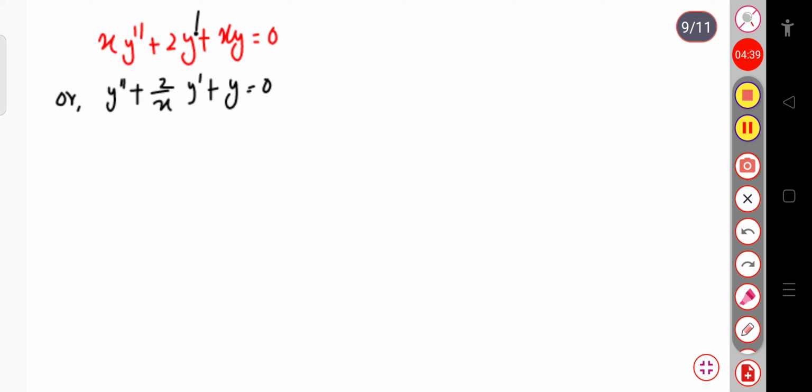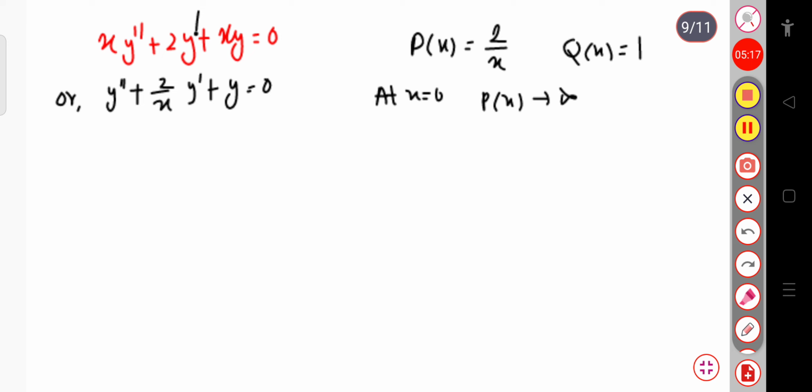And here you can see this 2 by x term is your p of x. So I can write the value of p of x equal to 2 by x and the value of q of x equal to 1, because the coefficient of y is 1. Now if I put x equal to 0, the function p of x goes to infinity, because 2 by 0 is infinite. So p of x is infinite, which means this point is not ordinary, it is a singular point.